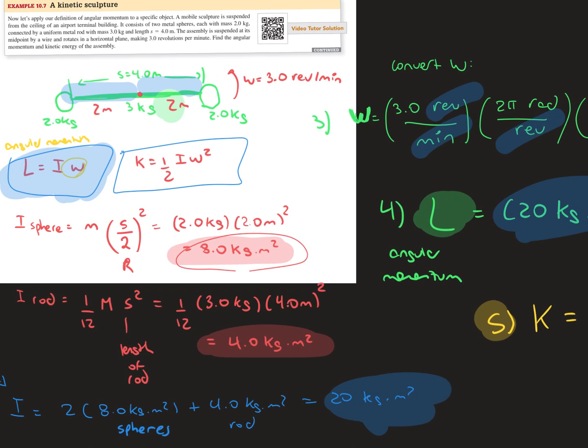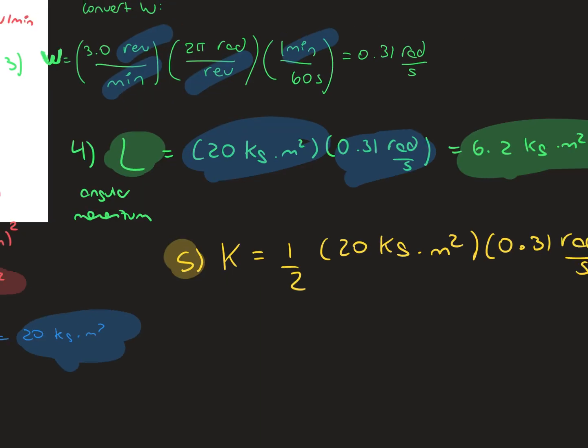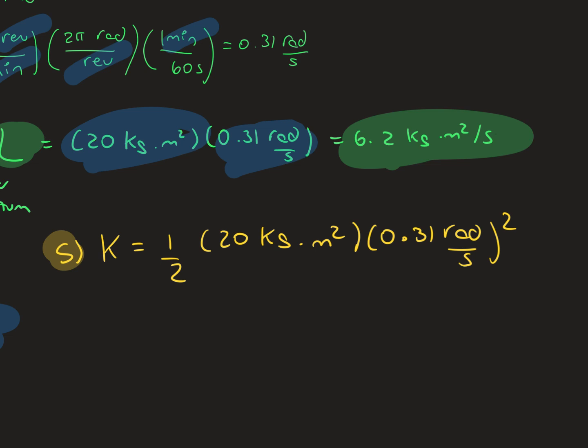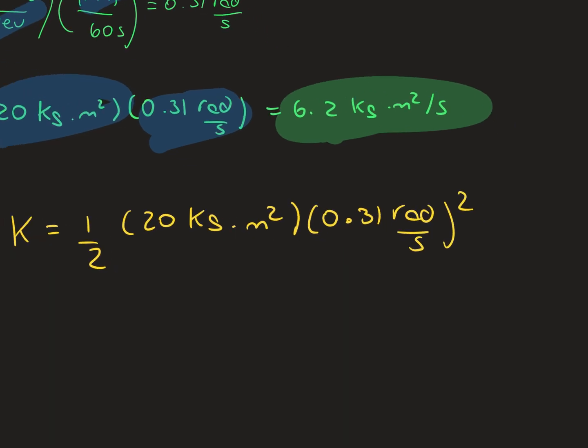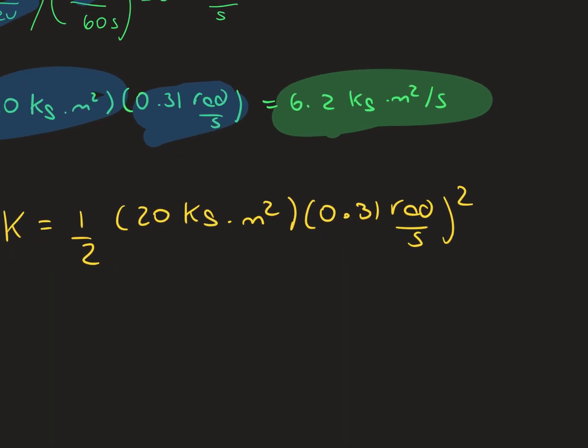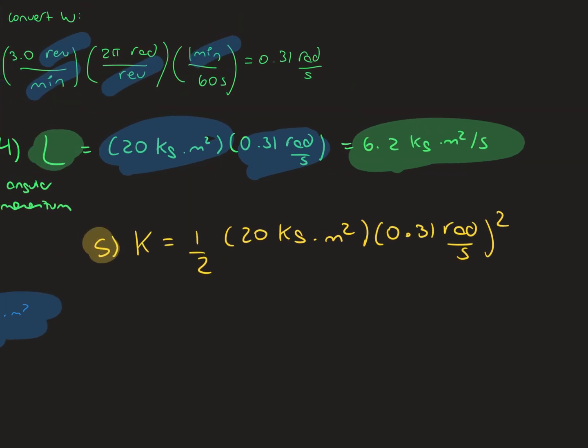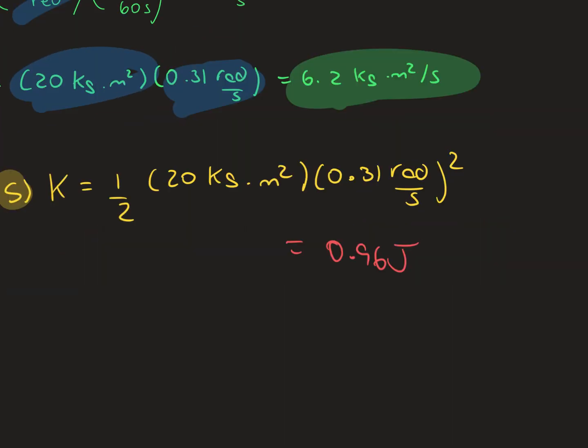Lastly, the kinetic energy is going to be 1/2 times the moment of inertia times the angular velocity squared. So it's going to be 1/2 times 20 kilogram meter squared times 0.31 radians per second squared, and the answer would be 0.86 joules for the kinetic energy. So we got the kinetic energy and angular momentum.